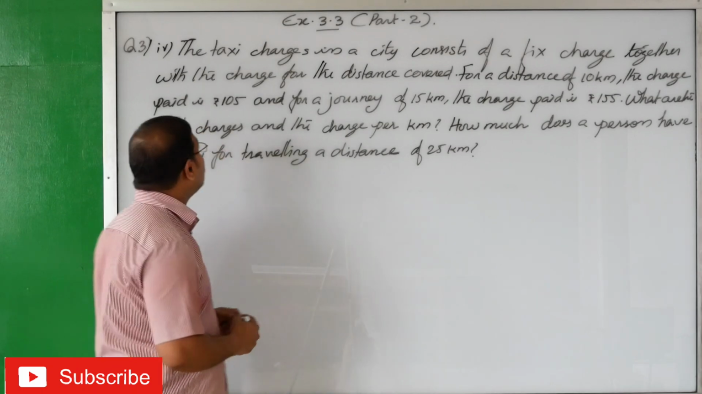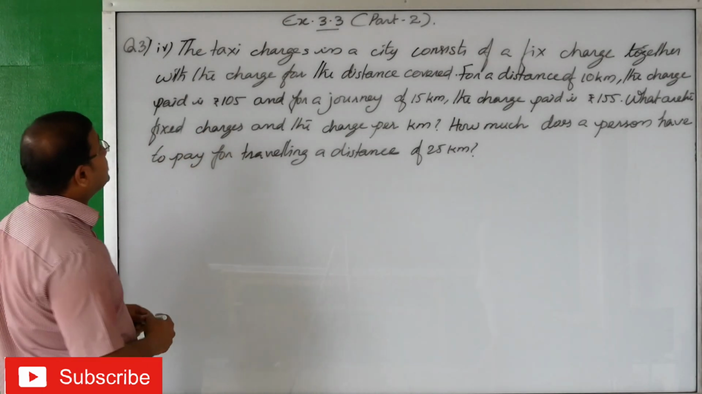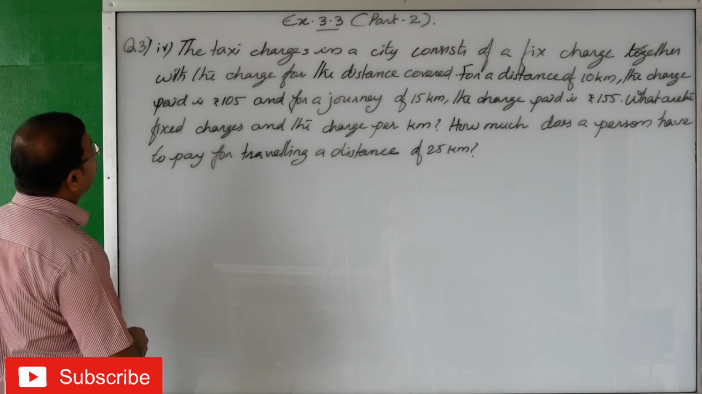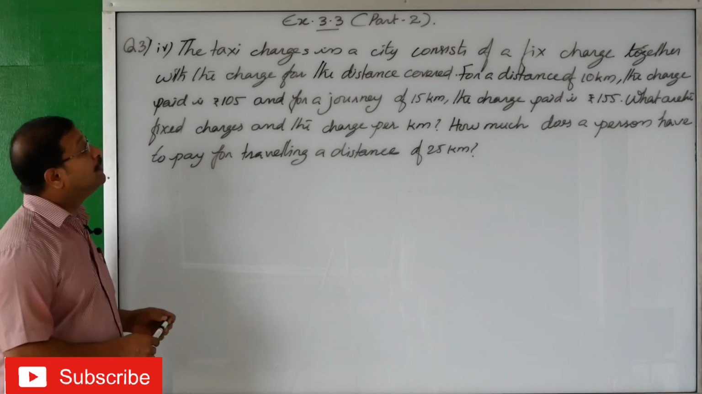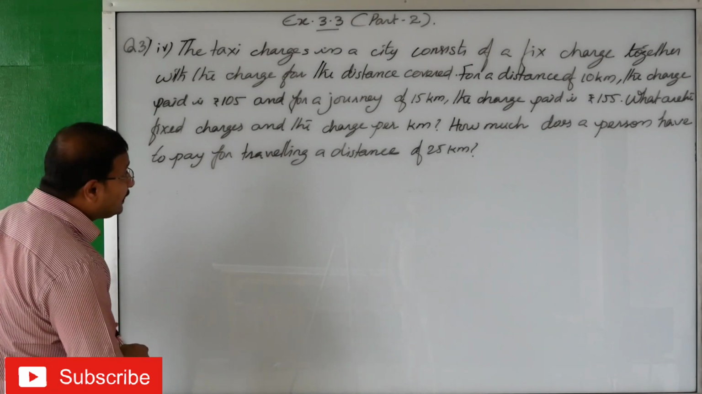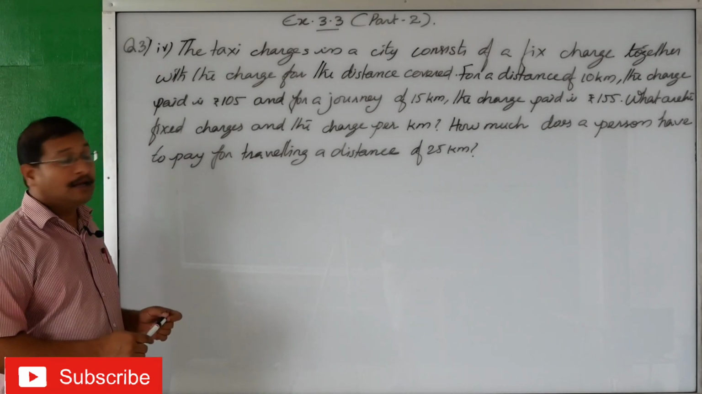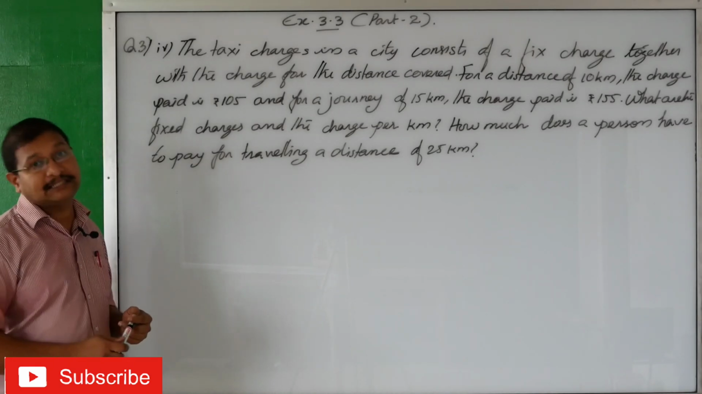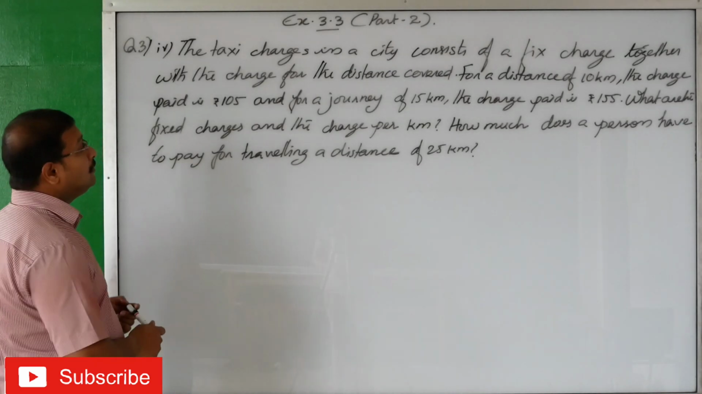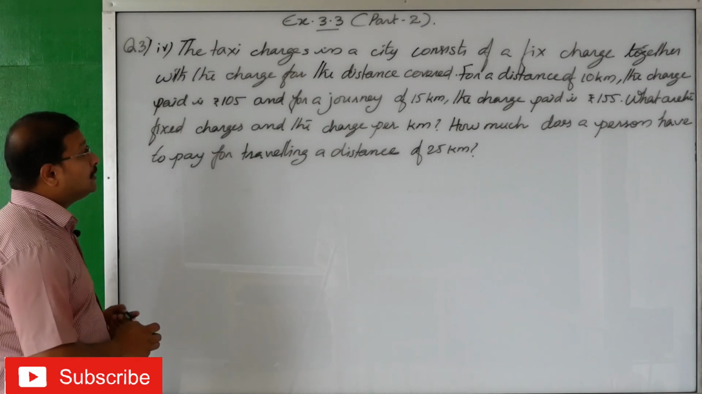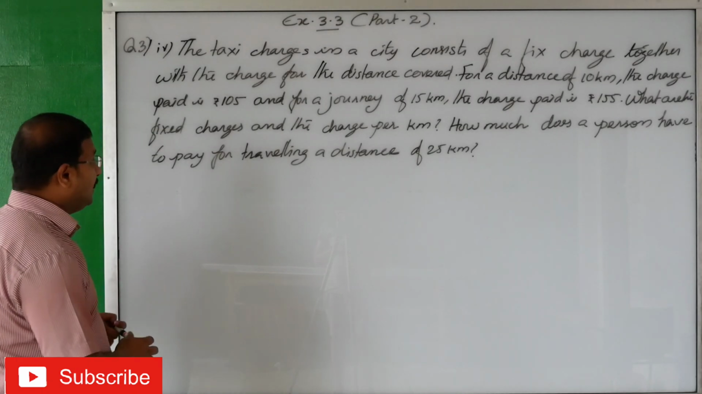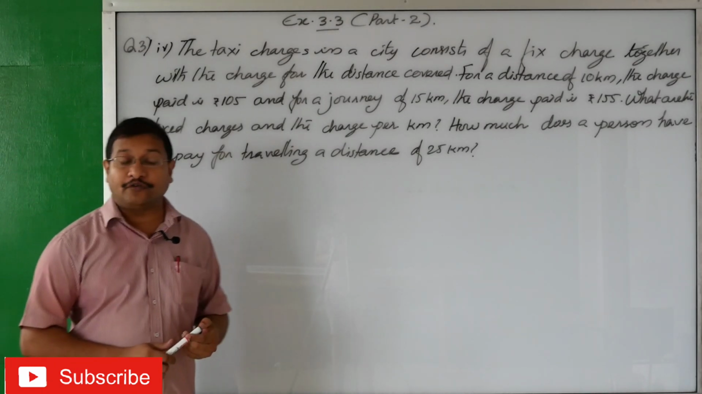Let's see question number 4. I'll read the question once. The taxi charges in a city consists of a fixed charge together with a charge for the distance covered. For a distance of 10 km the charge paid is 105, and for a journey of 15 km the charge paid is 155. What are the fixed charges and the charge per kilometer? How much does a person have to pay for traveling a distance of 25 km?